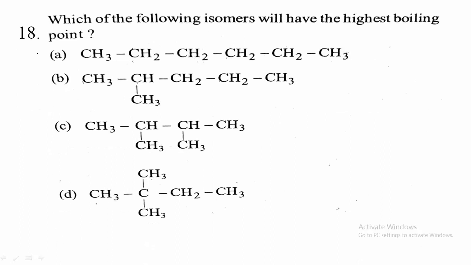18th one, which of the following isomers will have the highest boiling point? First count the number of carbon atoms in each chain. 1, 2, 3, 4, 5, 6. Here also 6, here 6, and here 6. In all the options, the number of carbon atoms is the same. So now you have to select which one has the highest boiling point.